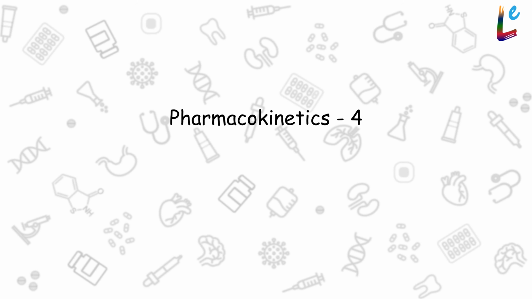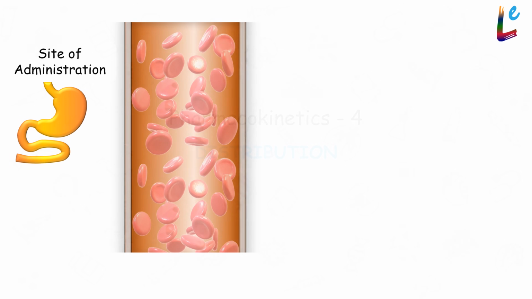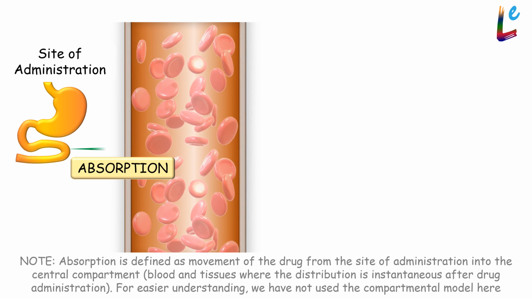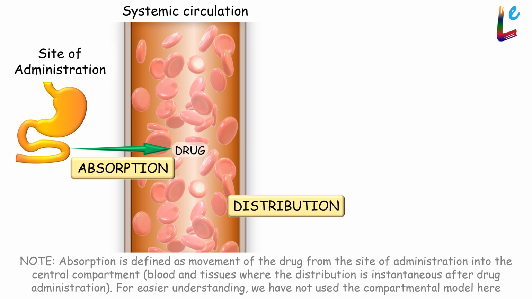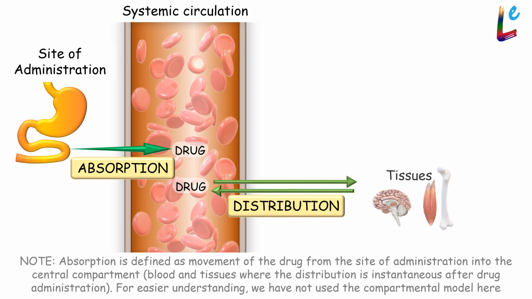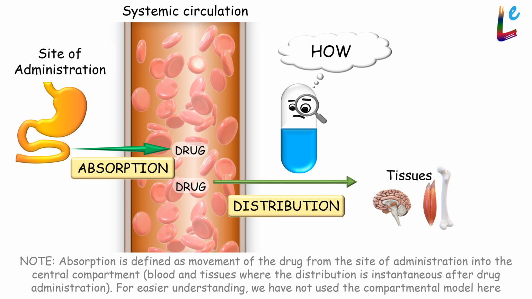Learn efficient pharmacology, Pharmacokinetics Part 4, Distribution. We have seen that in absorption, the drug moves into systemic circulation. In distribution, it moves into tissues. Now, the question is, how does a drug in the blood vessel enter the tissue?